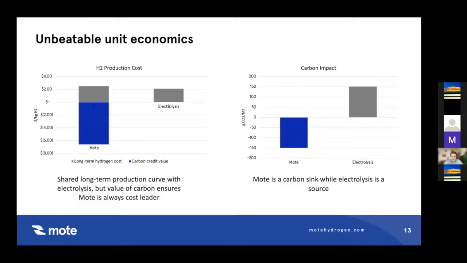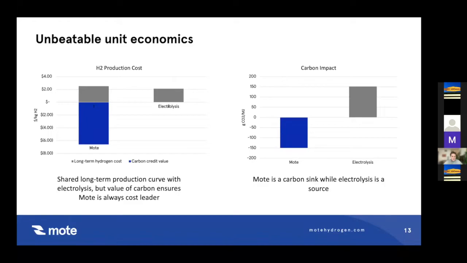So I'm going to go slow on this slide, but you can see that what we're doing is, compared to electrolysis, we have very similar production costs, but the hydrogen for us is really just upside to our carbon removal business.